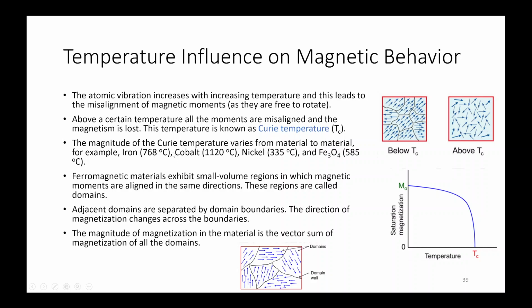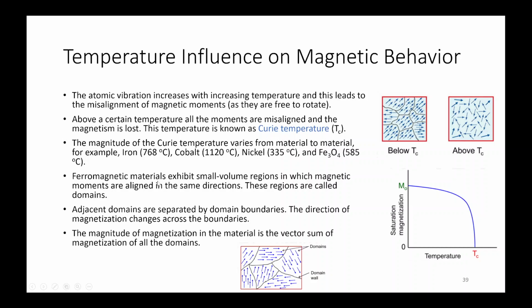So for example, if we want to find out the service temperature of a certain material, if we are using cobalt as a magnet, then this is the highest temperature we can use it. For iron it is 768 degrees C. For cobalt it is the highest, 1120 degrees C. For nickel it is 335 degrees C. For Fe3O4 it is 585 degrees C.